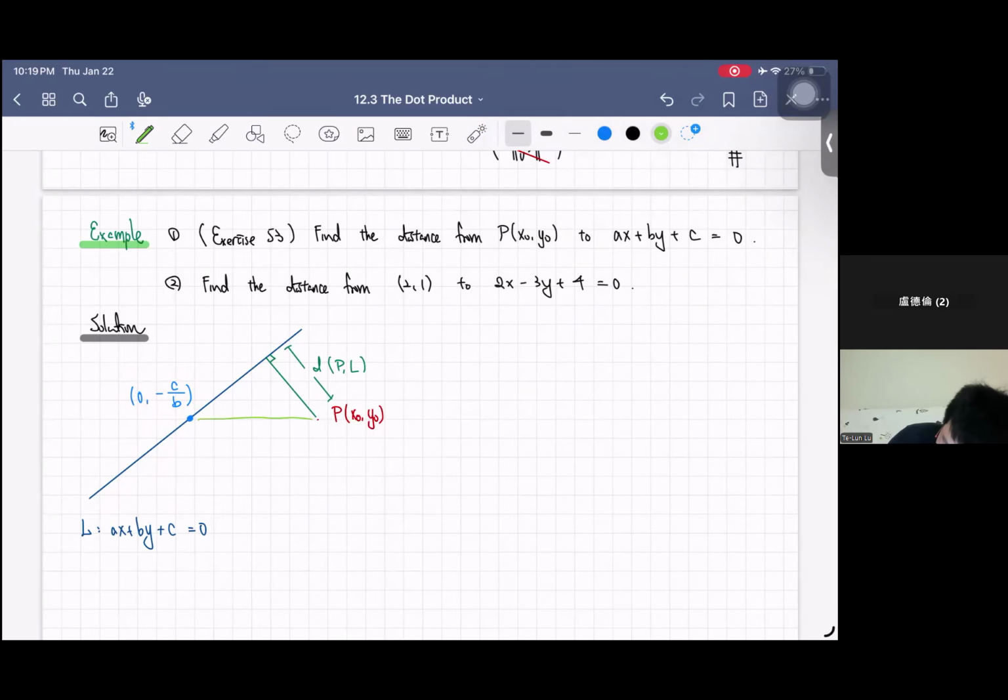If I connect this thing, I get a vector, right? Let me call this vector u. So the vector u can be computed by P subtract this point, right? And if I project it onto this orthogonal vector, then I will get this vector, and this vector is exactly what we want if we compute its length, right? I hope that all makes sense.